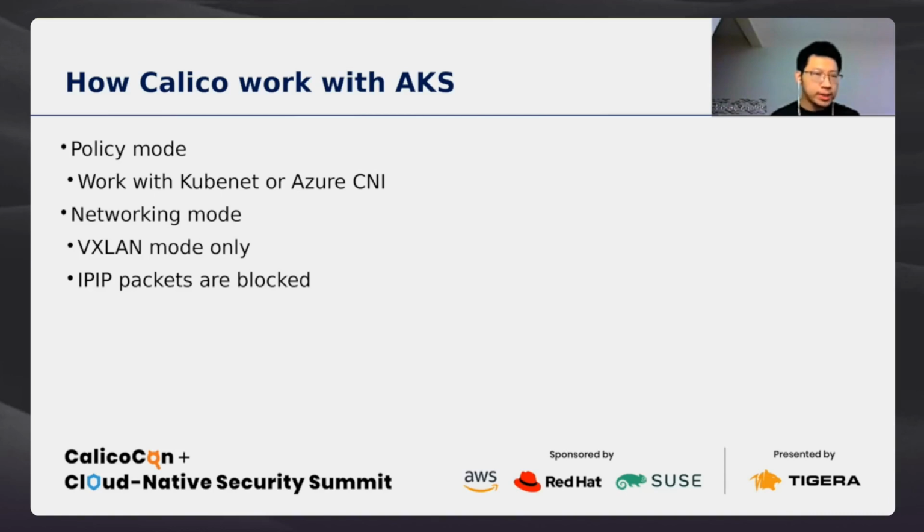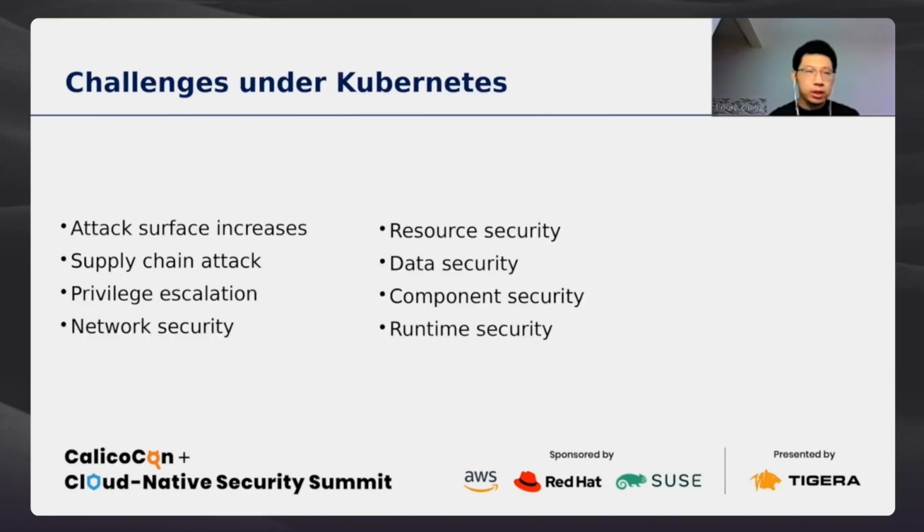Calico can work with Kubenet or Azure CNI. When creating AKS, you can choose the network mode. If the network mode is selected as Kubenet, the network policy can be empty or Calico. If you choose Azure CNI, you can use empty or Calico or Azure as network policy. If we use Calico's network mode and policy, we can only use the VXLAN mode. The IP packets are blocked by the AKS infrastructure.